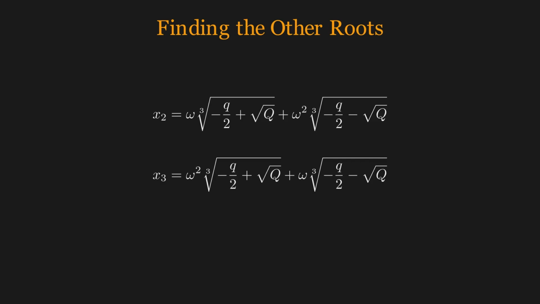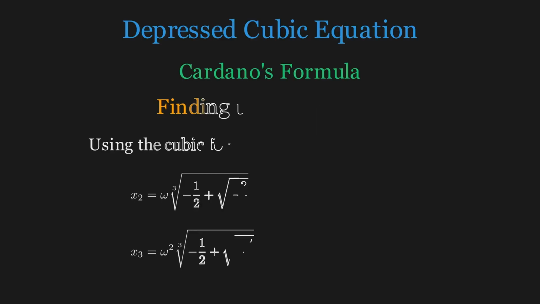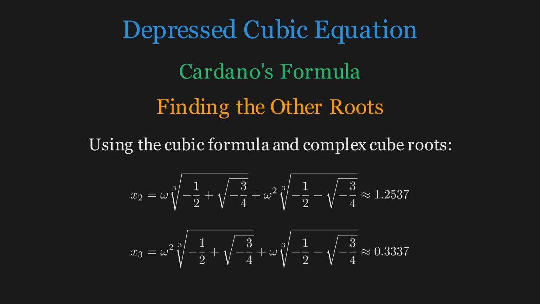So, the second and third roots are derived by multiplying the first root by omega and omega squared respectively. This is due to the nature of complex cube roots of unity, which ensures that all roots of the polynomial are covered. So, finally, after substituting the values of p and q and calculating further, we find the other 2 roots of the polynomial.